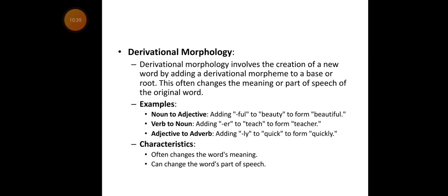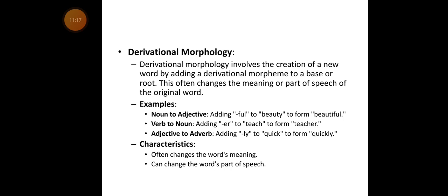If you see the example, for example, we have beauty. If we add -ful, it becomes beautiful. Now beauty's meaning is different, and beautiful provides a meaning that is changed from beauty, right? When it comes to nouns, we have the word teach. If we add -er to this word, it becomes teacher. So teach is a different word, and teacher is totally different from it.